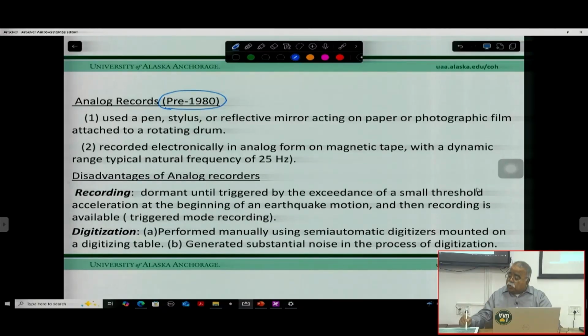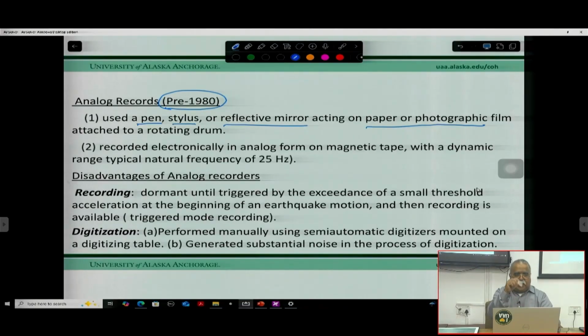The recording system in the analog things is basically a pen, stylus, and then there is a reflective mirror and a paper or a photographic film. If you have done your physics experiment of the galvanometer type, where light rays are sent and those light rays move on a scale, and the photographic plate is there.